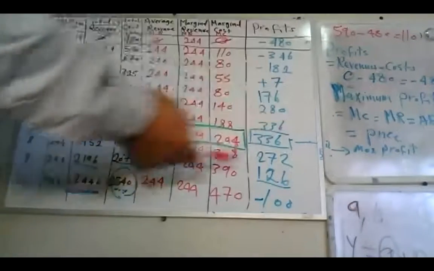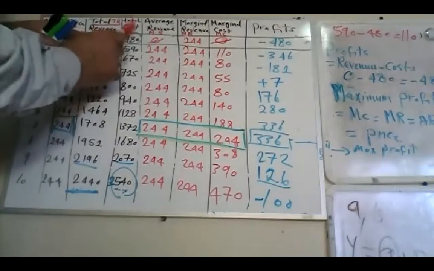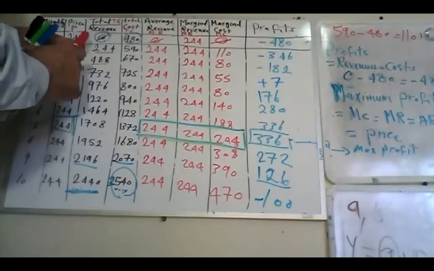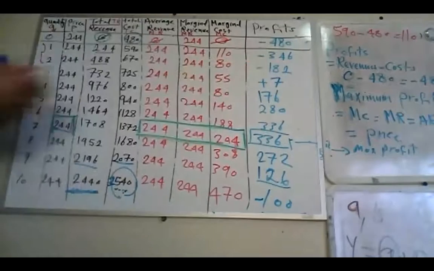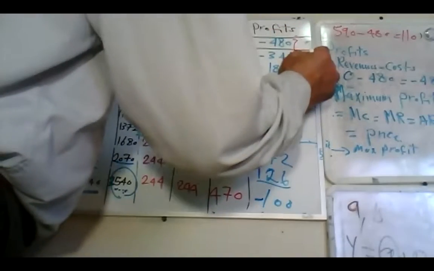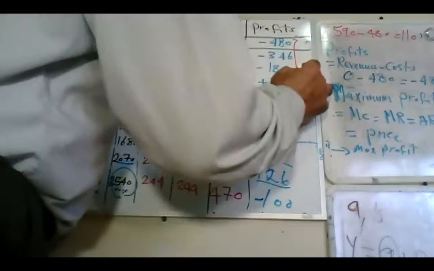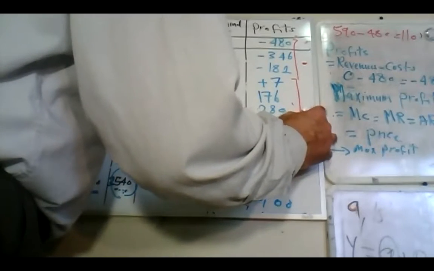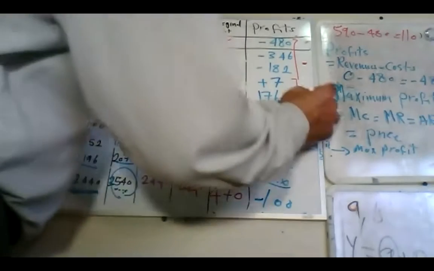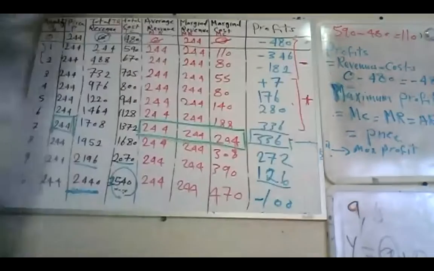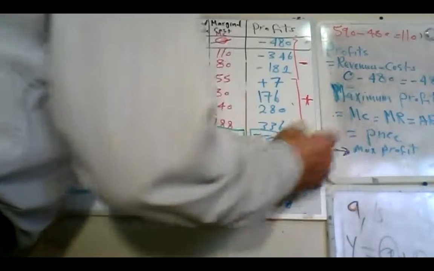Then the profits are known. From what do we get the profits? We get them from the total revenues minus the total costs. For example here, 244 minus 590. This is the area of losses. Then here starts the area of the profits. Right? Profits here, losses here. So the maximum profit, as I said, is at this point.